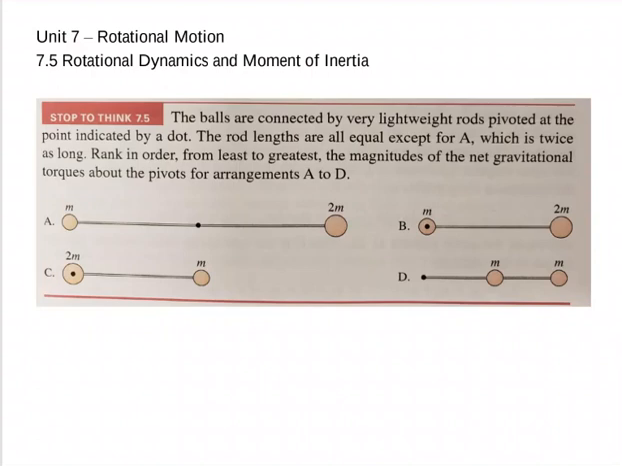Okay, well, what do you think? C and B. C has the lowest. How come? Because one of them has a mass at the pivot point, and it's got double the mass outside the pivot point, and then the other one's got a mass at the pivot point, and then it's got double the mass at the end. So I think it goes C and then B and then D.